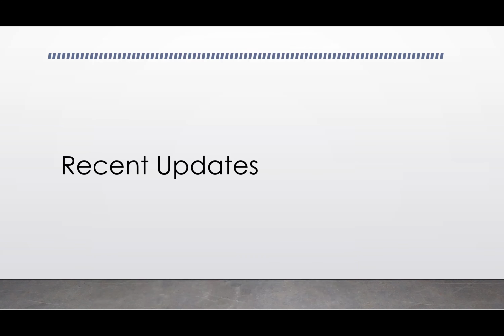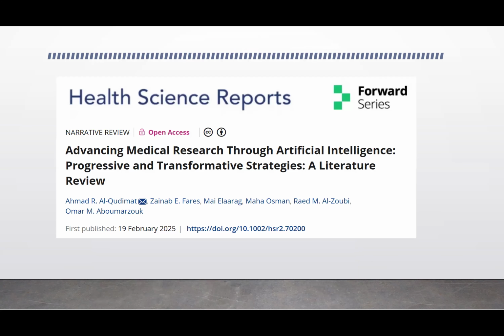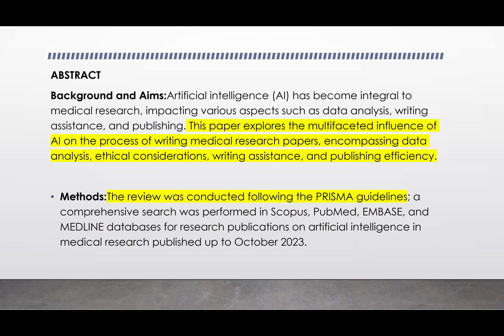Now it's time for recent updates. This is an article published in 2024, Advancing Medical Research Through Artificial Intelligence: Progressive and Transformative Strategies, a literature review. Artificial intelligence has become integral to medical research, impacting various aspects such as data analysis, writing assistance, and publishing. This paper explores the multifaceted influence of AI on the process of writing medical research papers, encompassing data analysis, ethical consideration, writing assistance, and publishing efficiency.